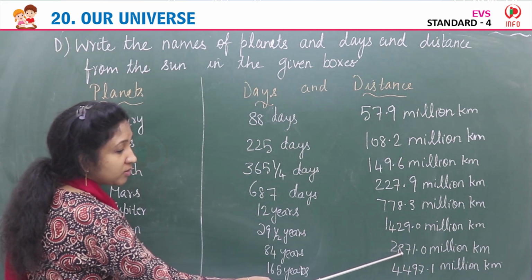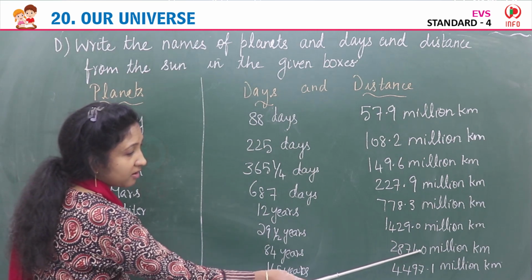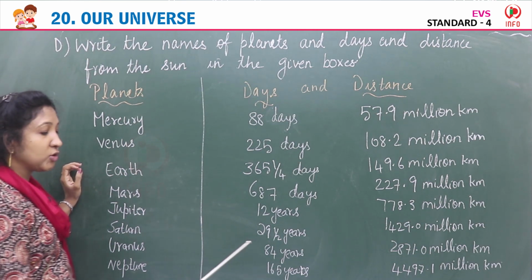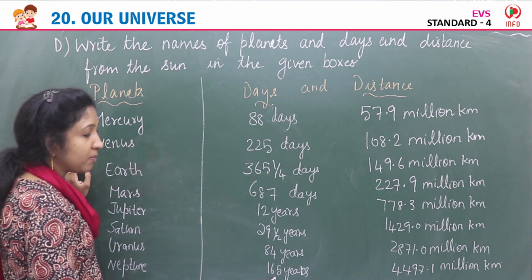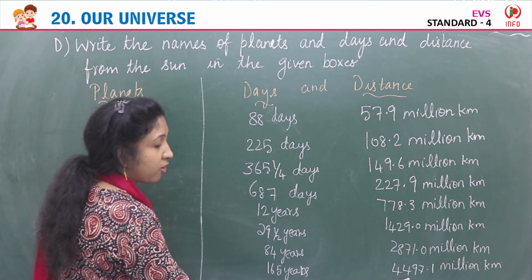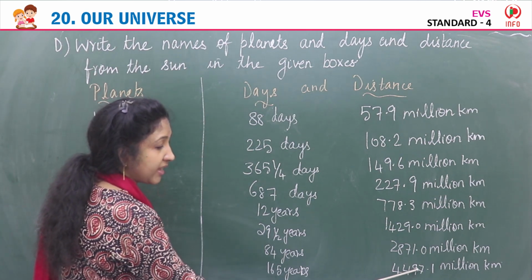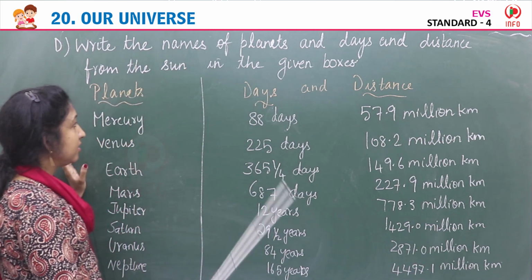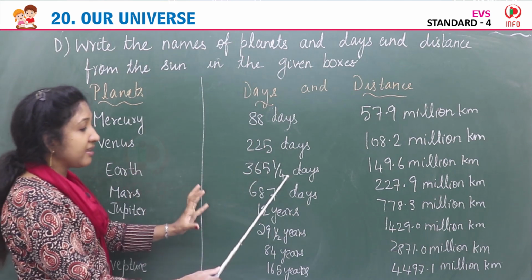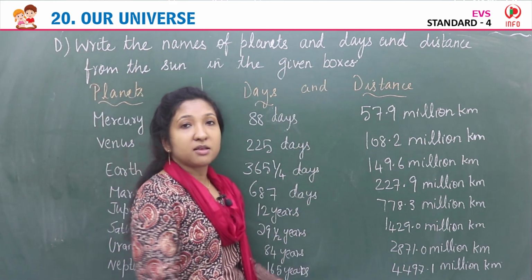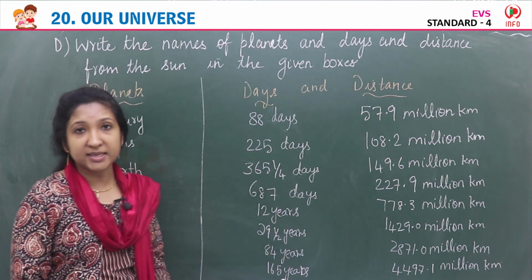Then Uranus, it takes 84 years to orbit the sun, and distance of Uranus from the sun is 2,871.0 million kilometer. Then last, Neptune. Neptune takes 165 years to orbit the sun, and the distance of Neptune from the sun is 4,497.1 million kilometer. So these are the planets, these are the days and years for the planets to orbit the sun, and these are the distance of planets from the sun.